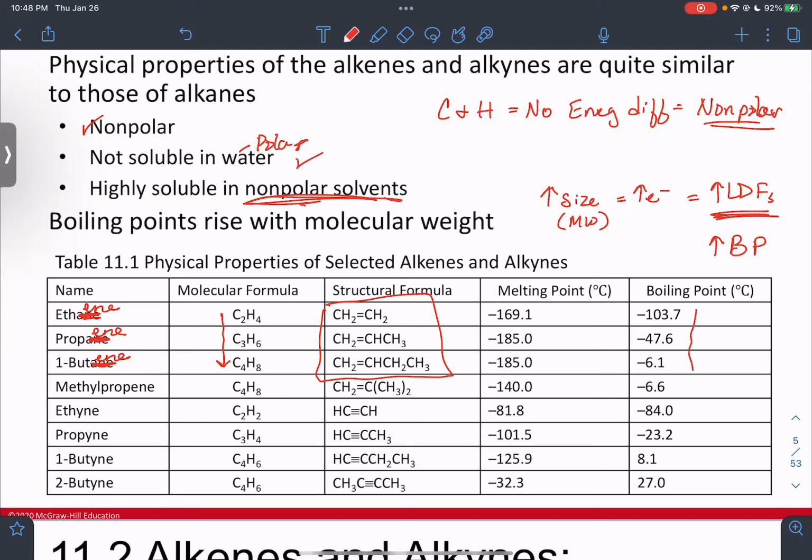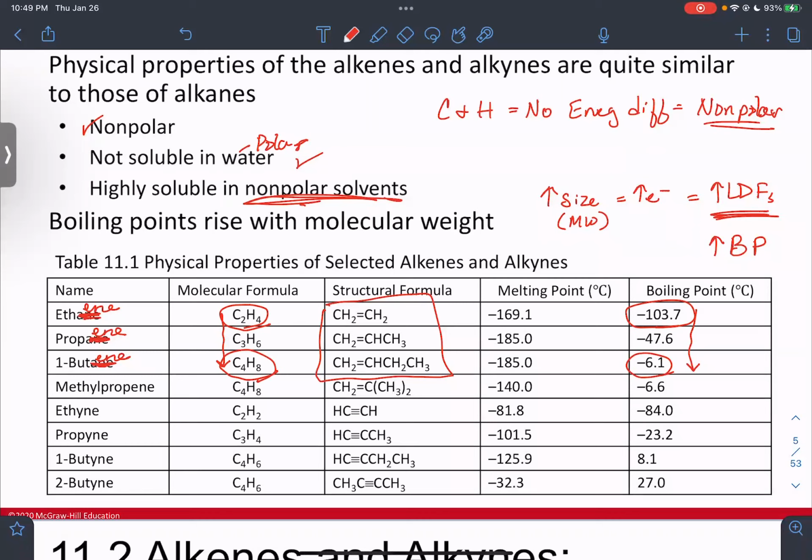So look what happens as we take that same trip and look at boiling points. For the small molecular weight, we have a really small boiling point, right? That's -100. But by the time we get to C4H8, now we're approaching 0. We're only at -6.